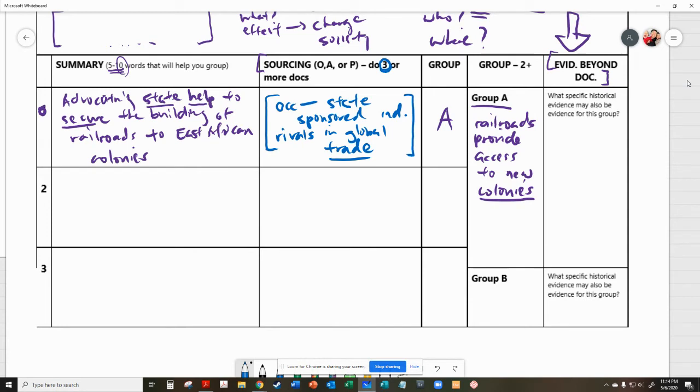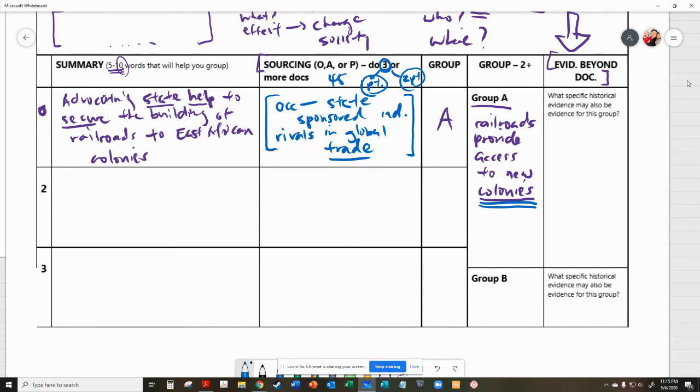Now, keep in mind with the revised DBQ, we are looking at 45 minutes. What they're going to expect is that you get 1 point for sourcing one document. You actually get a second point for sourcing a second document. And then finally, once you're able to find categories, say, for example, railroads providing access to new colonies or new parts of an empire, there are a number of ways you can evaluate this, particularly in the prompt, Afro-Eurasia.